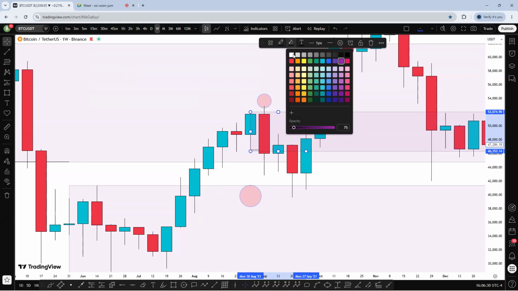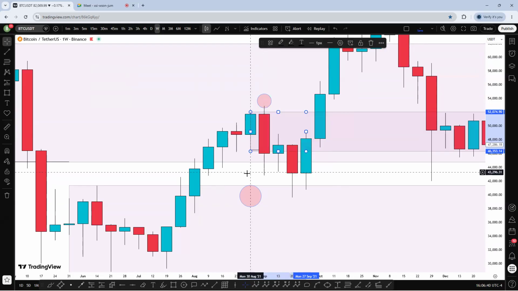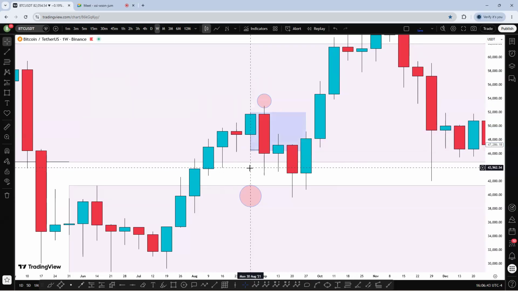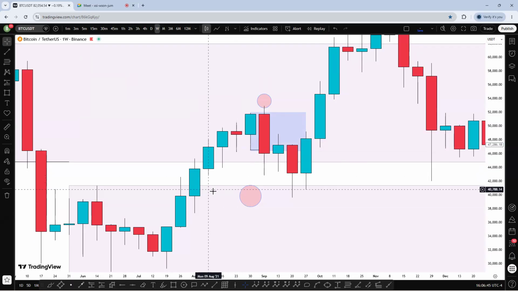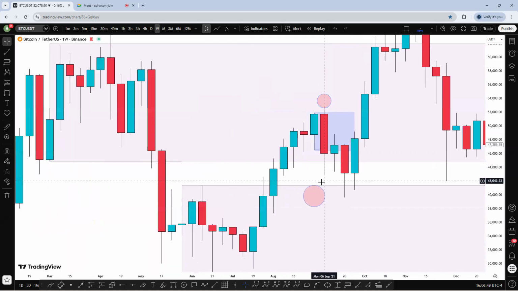This one becomes what? A weekly zone. Remember, we are adding the zones. You didn't add any form of liquidity and whatever. Okay? You are simply using zones to understand the direction.